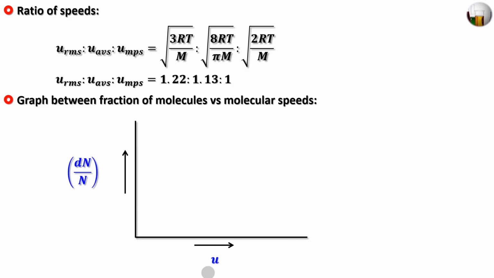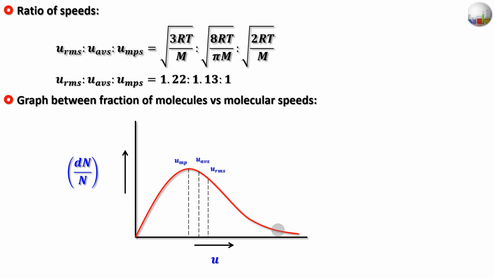Even in the graph, you'll be able to understand why RMS is much better to be used than average. When you look at this graph, you'll find that this is the UMP, this is the average, and this is the URMS. As you can see, this graph has a longer tail, which means a lot of molecules have higher velocities. Therefore, URMS is much closer to the higher velocities than it is to the lower velocities. Average could be somewhere in the middle of this, though it is rather difficult to figure out where the middle is, but somewhere here. MP is definitely on the left of it because it's not a symmetrical graph.